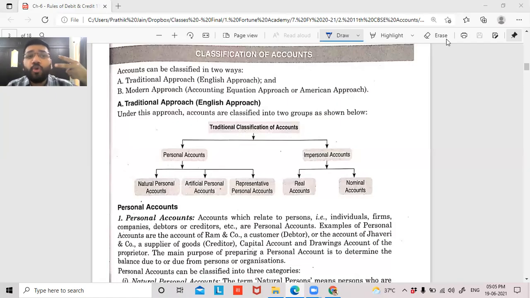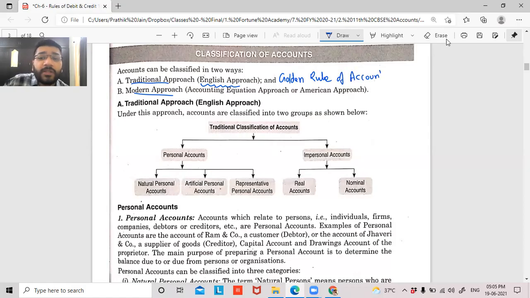So there are two rules guys, there are two approaches. One is traditional approach, another is modern approach. Traditional approach is also called as English approach, the nickname, right? And it is also called as golden rule of accounting. Very, very important word. It is known as golden rule, right? It is a traditional approach. It is the approach which was used by the accountants in the past. But in today's scenario, a lot of people have started using the modern approach, right?